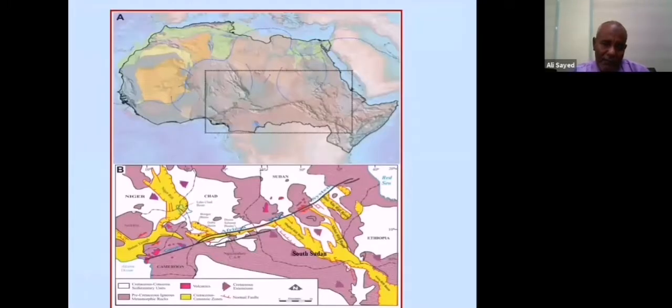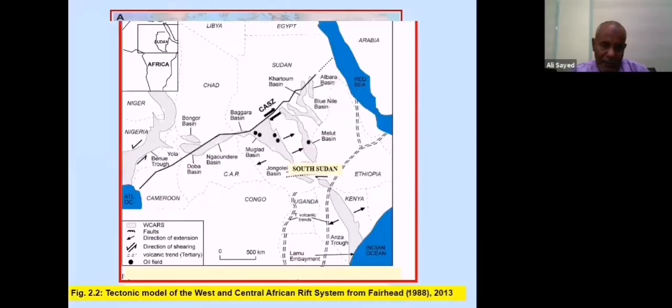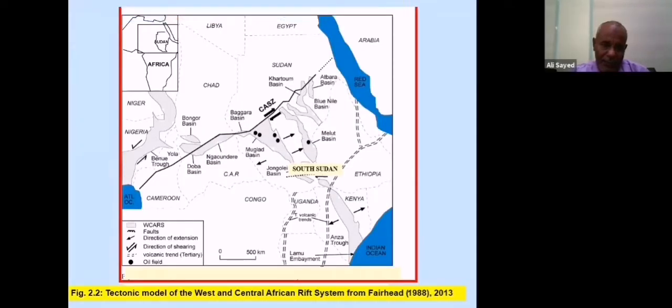Also here in the map, you can see the rift basins in central and western Africa due to this Central African Shear Zone that created these rifts. Here is another map to see the Central Africa Shear Zone and the rift basins, especially south of this Central African shear line. And this is tectonically controlled.